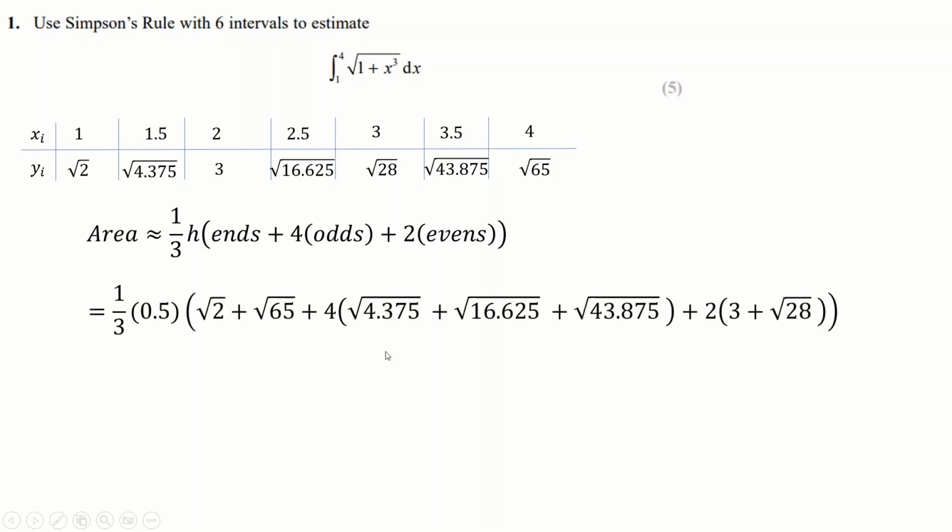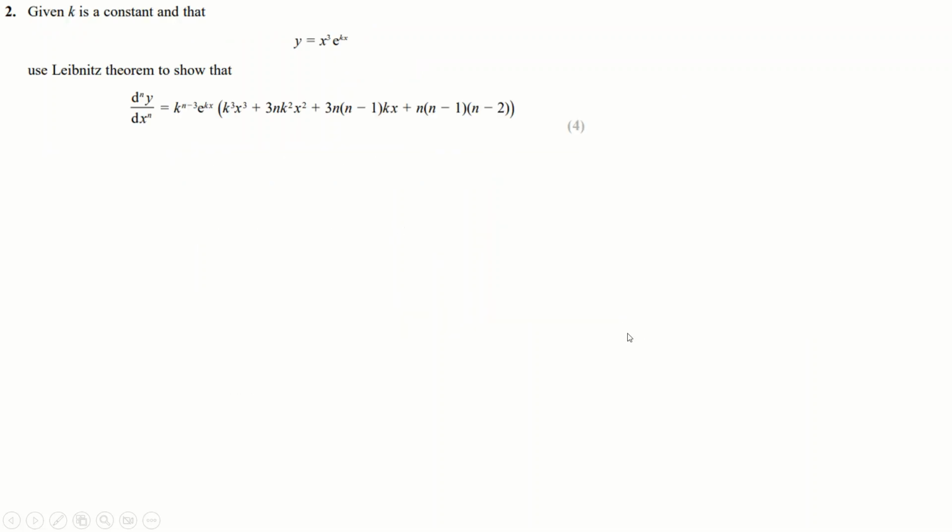So hopefully that's more clear if I do this. h has become a half because that's that. The endpoints are this one and this one, so they're there. 4 times the odds are 4 times this, this, and this added together, and then 2 lots of this and this added together. Just type that into a calculator and you get 5 excellent marks.